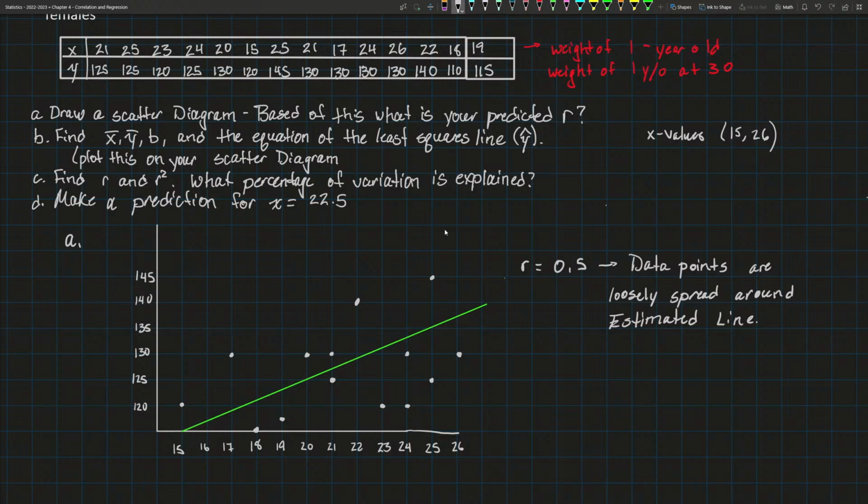So that's part A. Part B says to find x bar, y bar, and b, and then the equation for the line of best fit. Okay, so I'm going to erase this. This is just kind of a guess that that green line was. And I'm going to start finding that x bar, y bar. Okay, so we'll do this in red, and I'm going to scoot some things around.